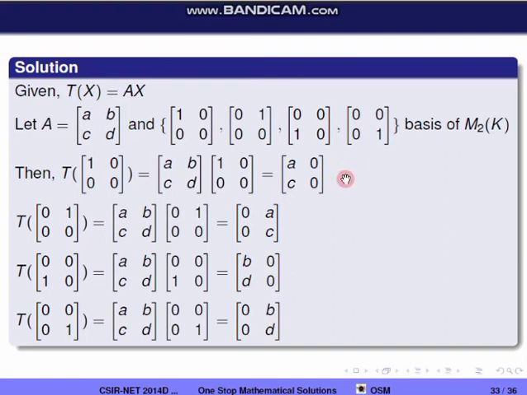So this is equal to A into 1 0 0 0 plus 0 into 0 1 0 0 plus C into 0 0 1 0 plus 0 into 0 0 0 1. Similarly, find for each of the basis elements and write it as the linear combination of these elements. And now write the matrix representation.